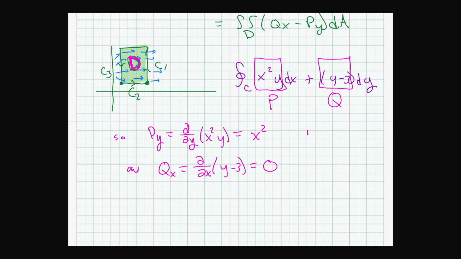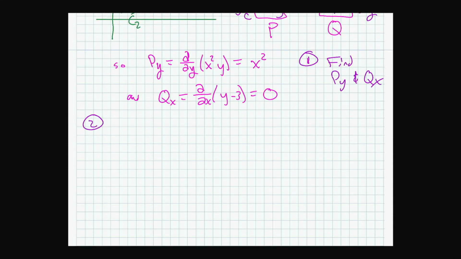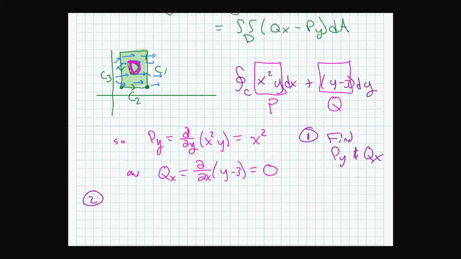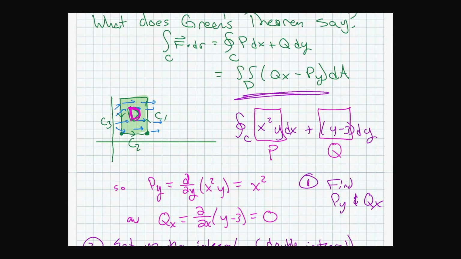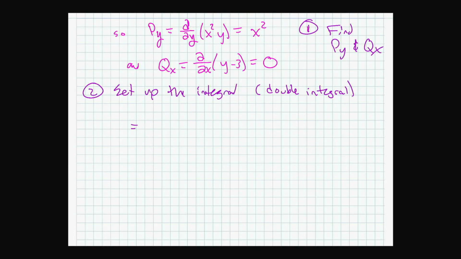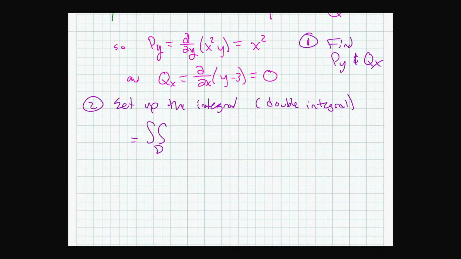So let me write, we should write our steps here. Step 1, find Py and Qx. Our second step is going to be simply to set up our integral, right? Set up the integral. And I'm specifically talking about the double integral now. Okay, we need to set this up. So we know that the integral is going to be equal to the double integral over D of Qx minus Py.